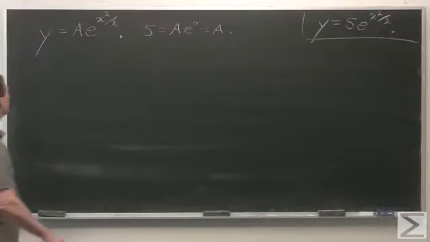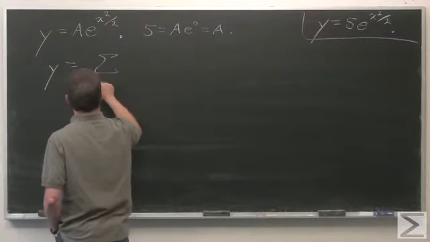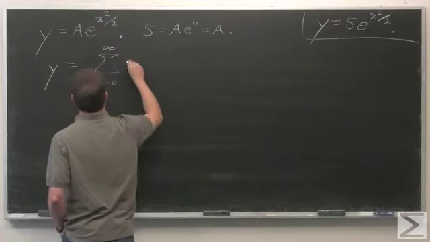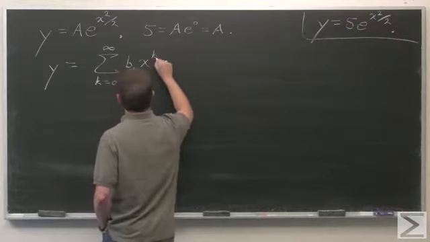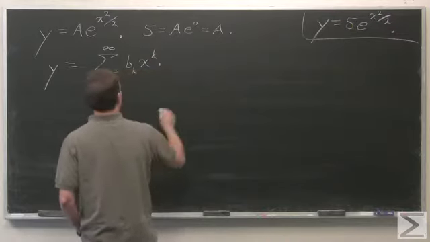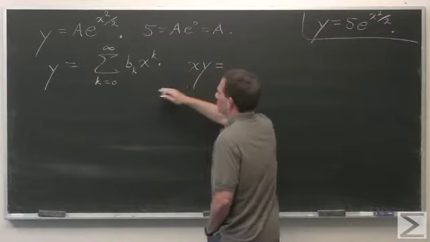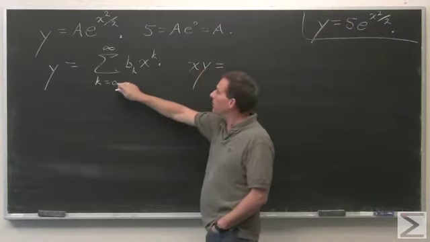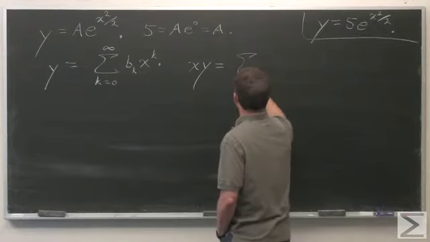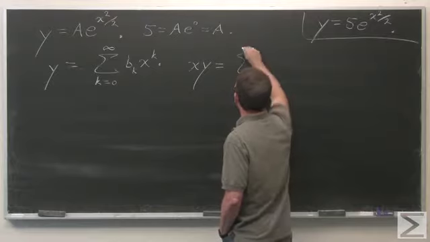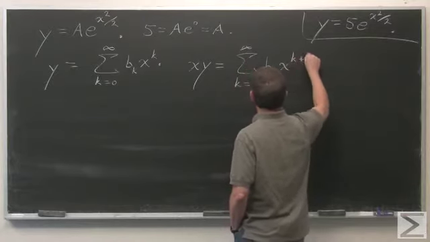All right, now we've got y is the sum as k goes from 0 to infinity of b_k x to the k. And on the other side of our differential equation, what we really had was x times y. So what's x times y? Well, you just multiply this by x. That multiplication by x distributes over the summation. So you get the sum as k goes from 0 to infinity of b_k x to the k plus 1.